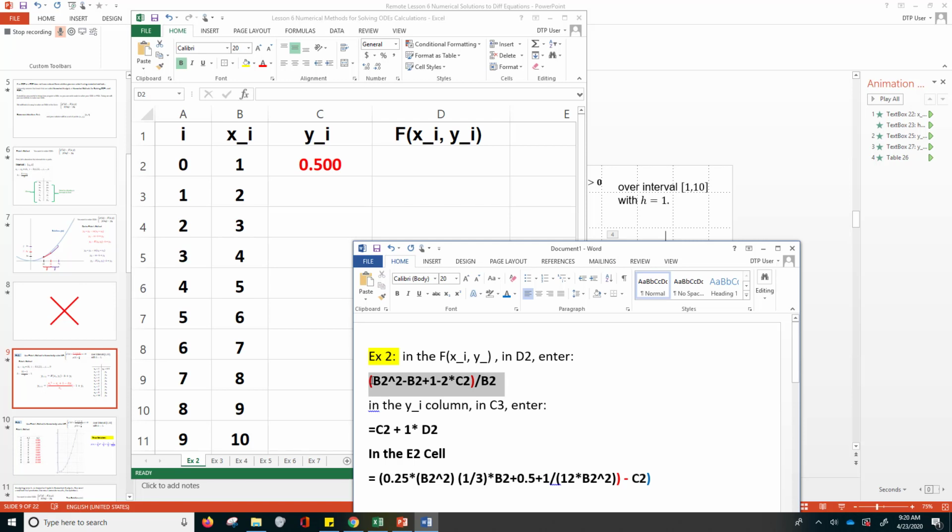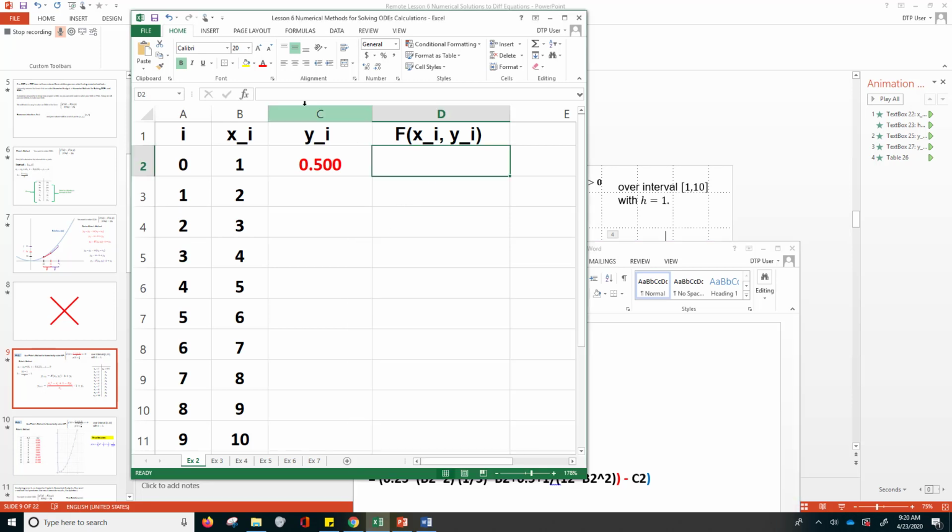So I'm going to copy this and paste it into here. And until you give it an equal sign, Excel doesn't read that as a formula. So I'm going to give it an equal sign. So the first slope is 0. All right. And then what happens?